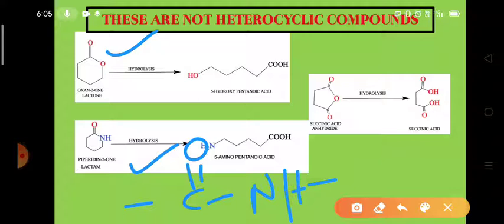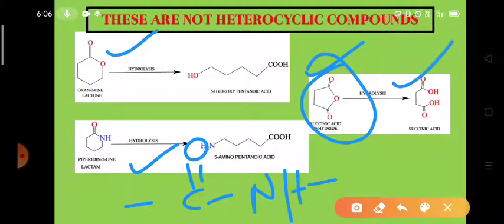And the third one is anhydrides. Anhydrides on hydrolysis give carboxylic acids. So here cyclic anhydrides give dicarboxylic acids. So that is the difference. So all these unstable compounds which can be easily converted into open chain structures are not considered heterocyclic compounds.